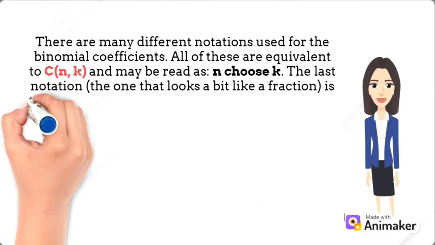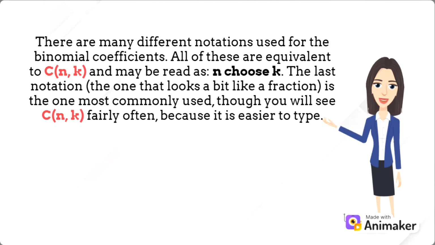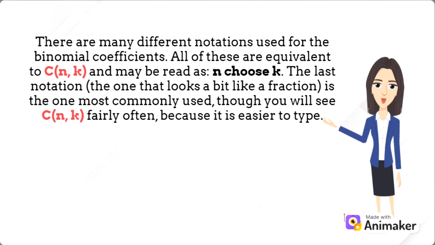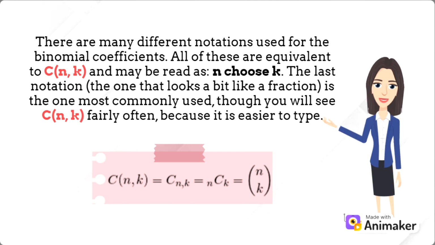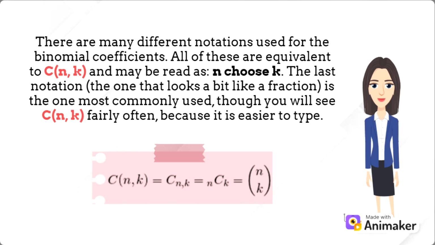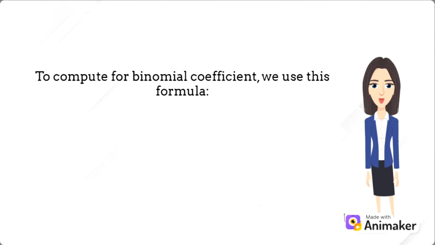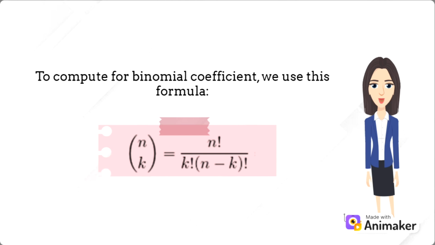There are many different notations used for the binomial coefficients. All of these are equivalent to C(n, k) and may be read as n choose k. The last notation, the one that looks a bit like a fraction, is one of the most commonly used, though you will see C(n, k) fairly often because it's easier to type. To compute for binomial coefficient, we use this formula. n choose k is equal to n factorial all over k factorial multiplied to n minus k factorial.